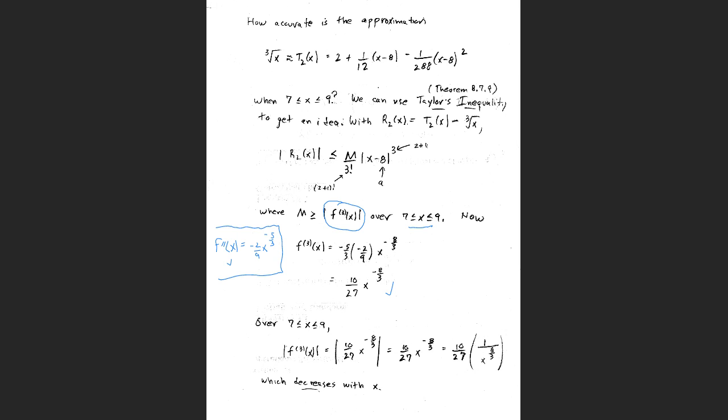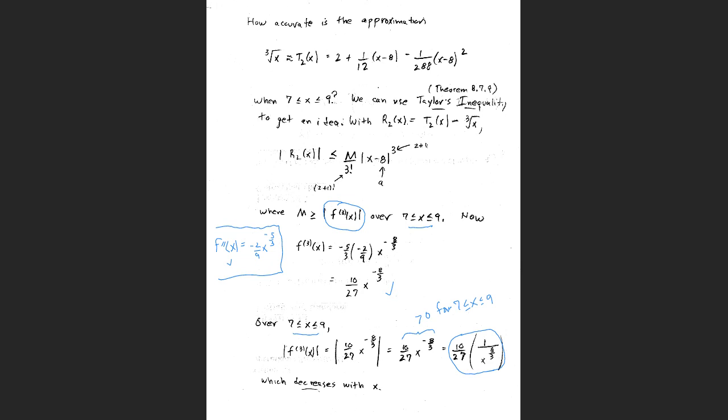But you'll notice that when x is between 7 and 9, the absolute value of the third derivative is just itself. You can drop the absolute value because 10/27 times x to the negative 8/3 is greater than zero when x is between 7 and 9. And what I do is I write this third derivative as 10/27 times 1 over x to the 8/3 power.